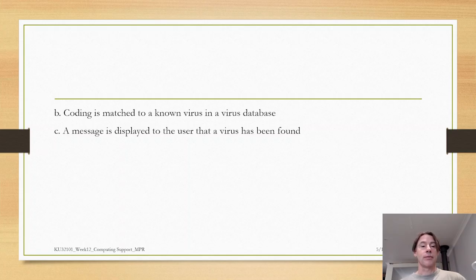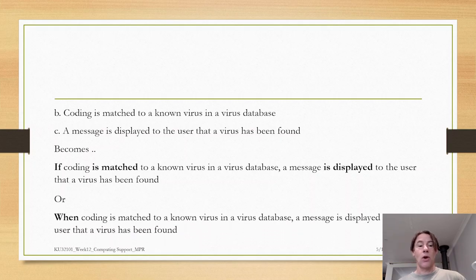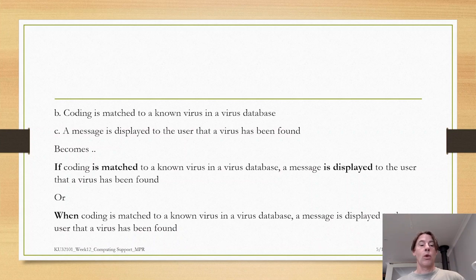Then further on in the sequence, coding is matched to a known virus in a virus database, and a message is displayed to the user that a virus has been found. When we're linking these using cause and effect, it becomes, if coding is matched to a known virus in a virus database, a message is displayed to the user that a virus has been found. Or we can express it as, when coding is matched to a known virus in a virus database, a message is displayed to the user that a virus has been found.